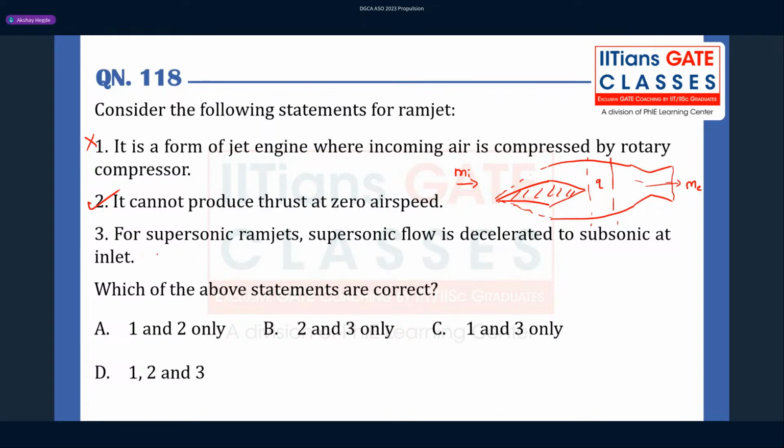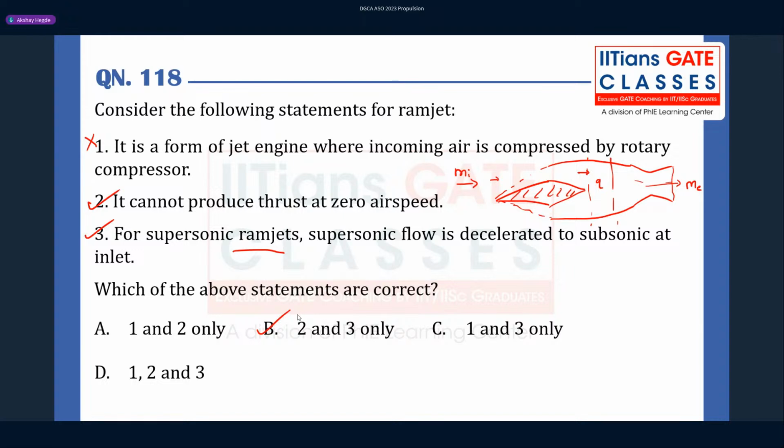And of course, statement 3 is also correct, because in the ramjet, the combustion happens at subsonic speeds. So in the intake, we have to reduce the incoming supersonic flow to a subsonic flow when it enters the combustion chamber. Only the scramjet operates with supersonic combustion. Since they are asking about supersonic ramjets, the flow is reduced to subsonic speeds in the intake. So statement 3 is also correct. So in this question, options 2 and 3 are correct. 1 is not correct.